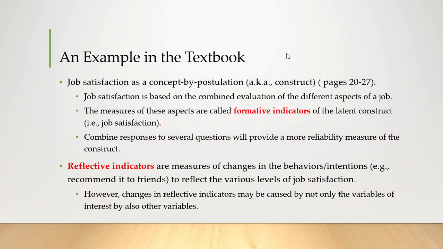Before we move on, I just want to mention that in the textbook, the differences between formative indicators and reflective indicators are introduced. But in most cases, formative indicators are preferred because reflective indicators are prone to adding noise in measurement accuracy.